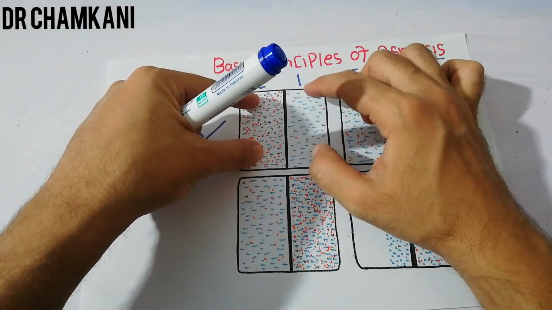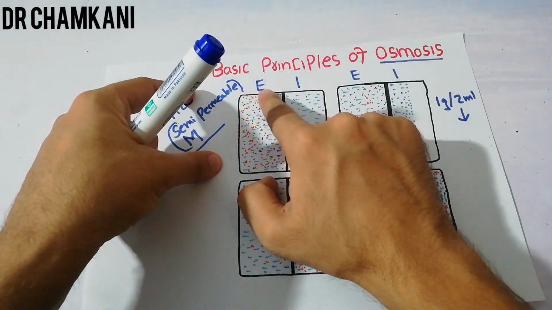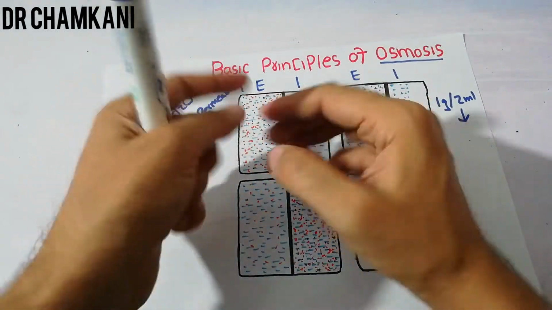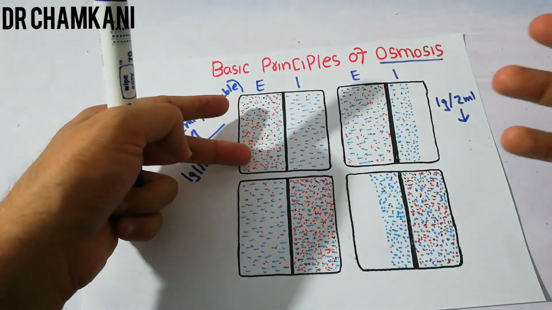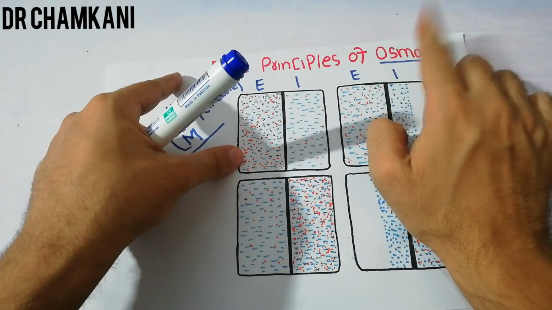Here in this same chamber, the amount of water is high. Here the amount of water is less because some of the space has been occupied by this solute. So the solute concentration is high and water is pulled toward this solute due to this concentration difference, and this movement of water is known as osmosis.